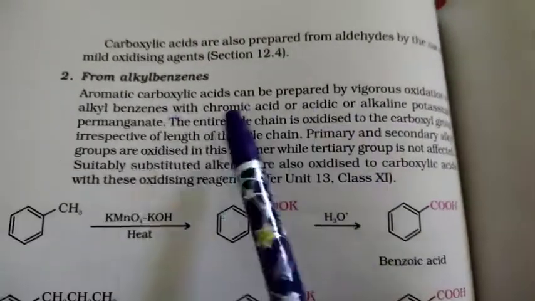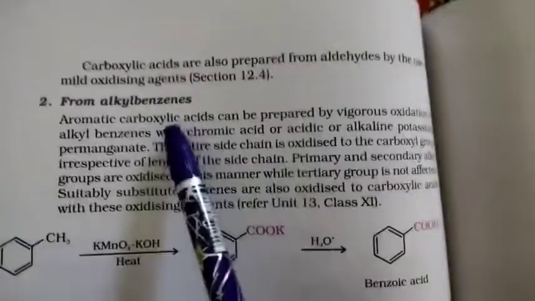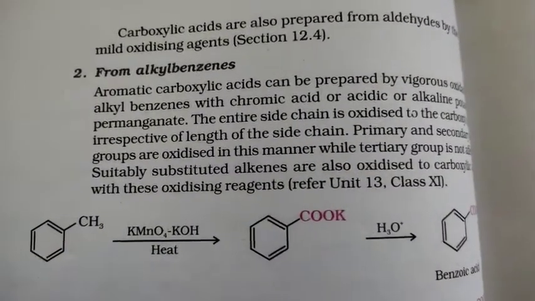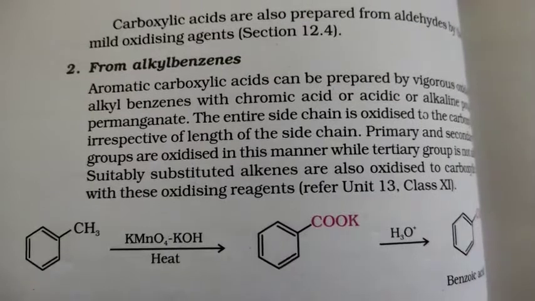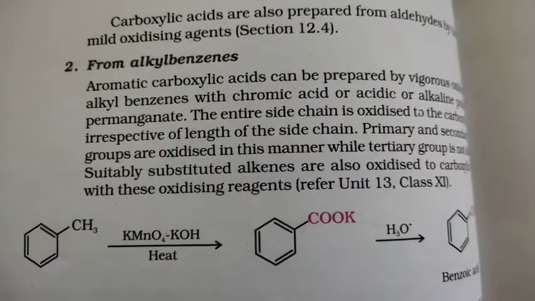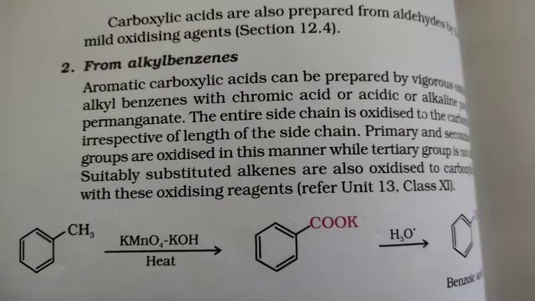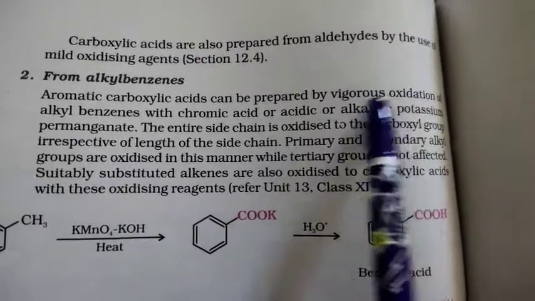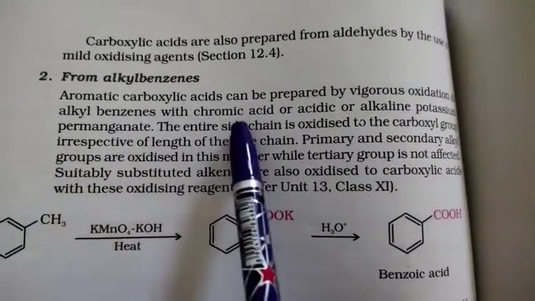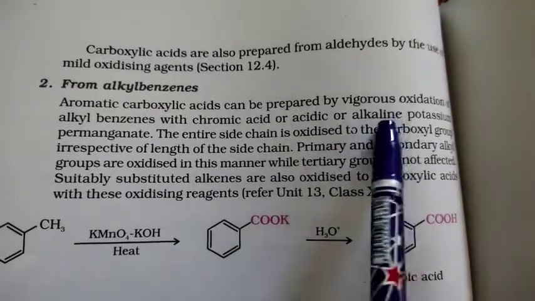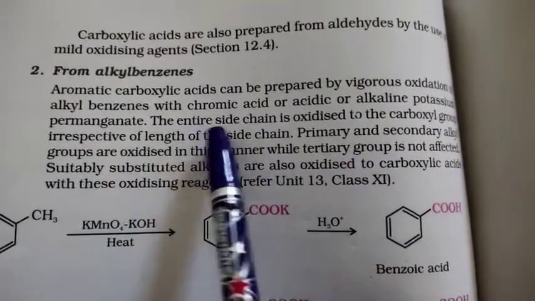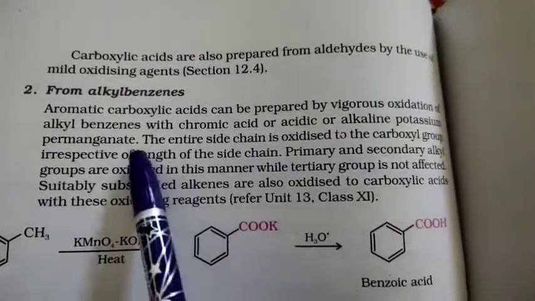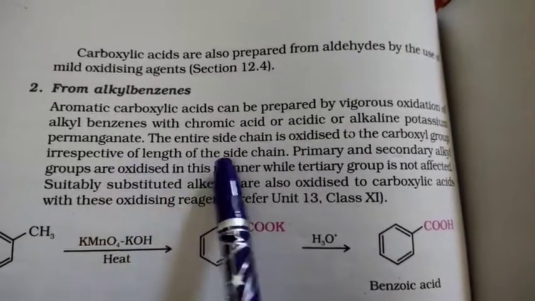Let us read here once. Aromatic carboxylic acids can be prepared. So we are talking about the preparation of aromatic carboxylic acid. We have not yet discussed the aromatic ones; we have just talked about the alkyl carboxylic acids. Now we will talk about the aryl carboxylic acids. By vigorous oxidation of alkyl benzenes with chromic acid or acidic or alkaline potassium permanganate, the entire side chain is oxidized to the carboxyl group, irrespective of the length of the side chain.